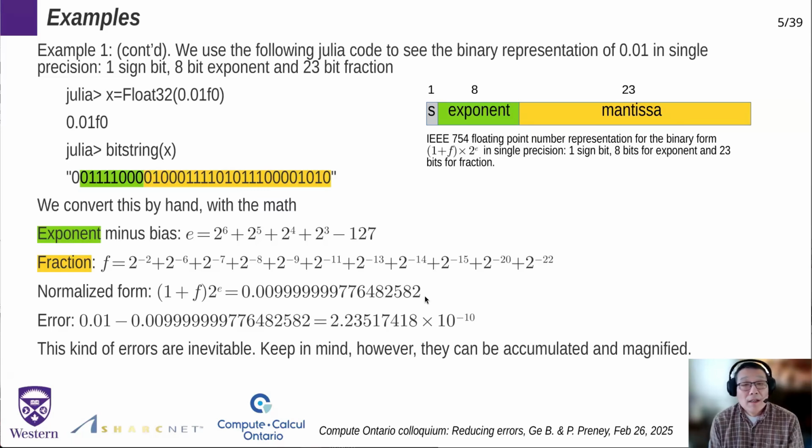So what is the approximation error here? The approximation error is the difference between the actual number 0.01 and this machine-represented number, which is 2.23 times 10 to the power of -10. Well, you may say that this error is small. It is small, but these kinds of errors are inevitable. But keep in mind, however, they can be accumulated and magnified in your computation, and sometimes might cause problems.